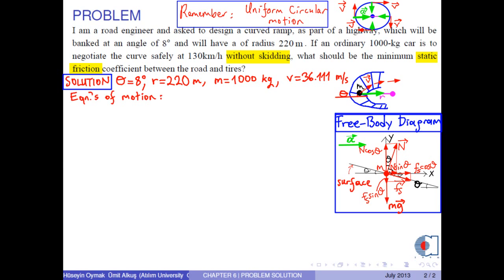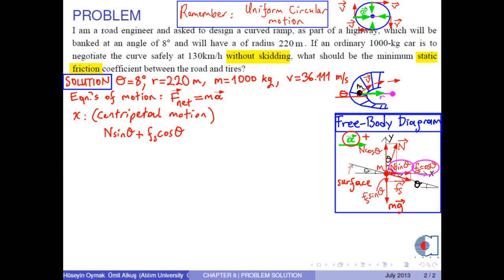Now, we write the equations of motion with the help of Newton's second law, F net equals ma. In order to write the equation of motion along the x-axis, which represents the centripetal motion, we choose the direction of the acceleration vector to be positive. Therefore, the net force becomes N times sine theta plus Fs times cosine theta, which is equal to m times a_r, where a_r is the radial acceleration, that is centripetal acceleration, with the formula v squared over r.